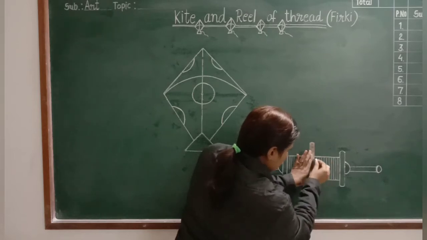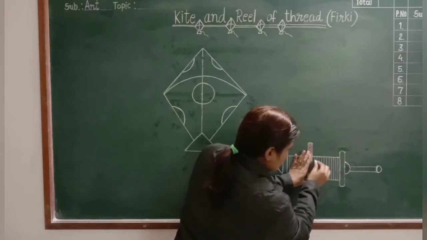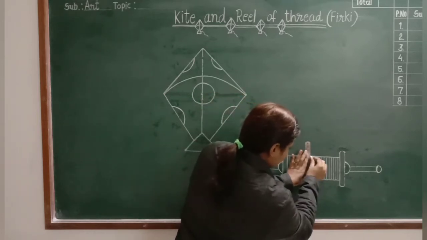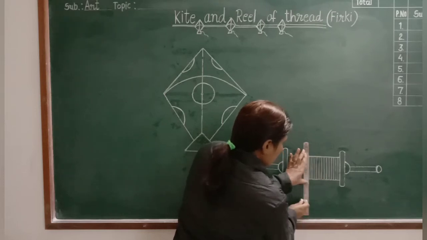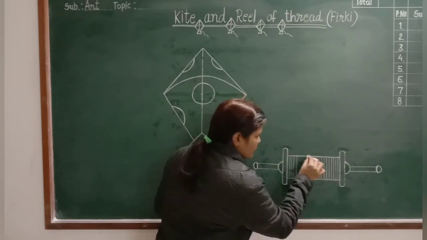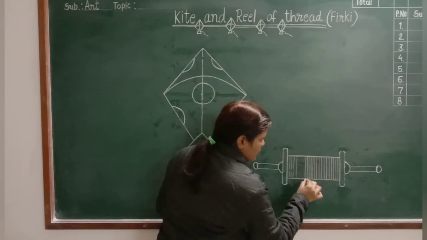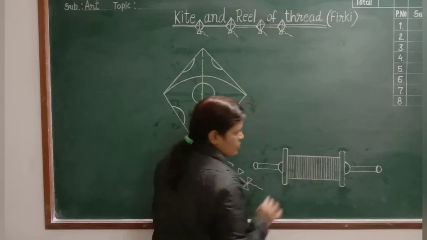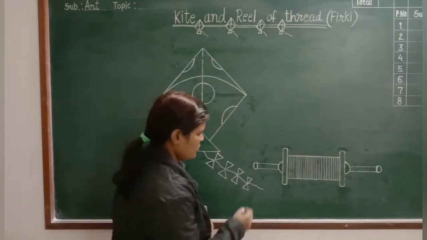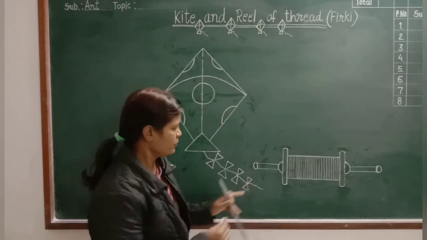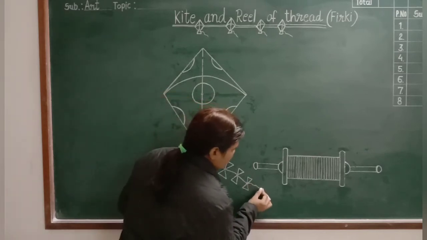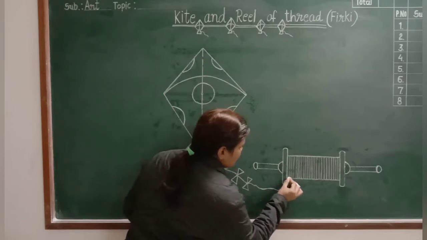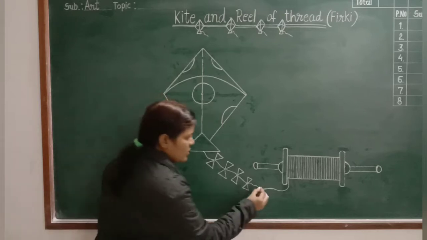So like this. These are threads. You can draw with hand also. Okay, like this. Okay, so this is our firki. Okay, we can join from here to here. Okay, like this.